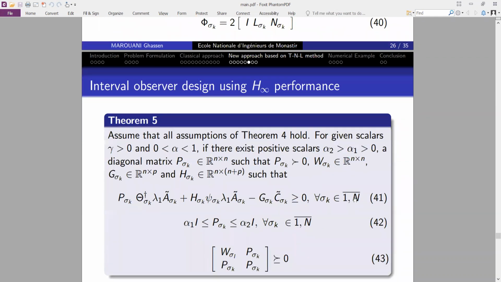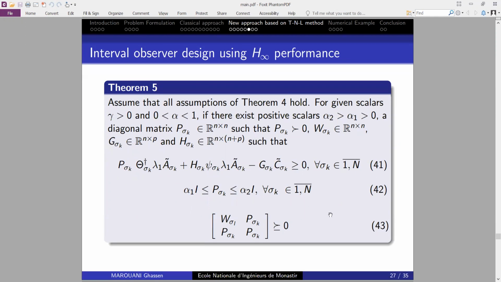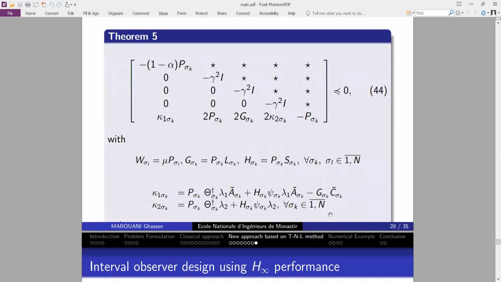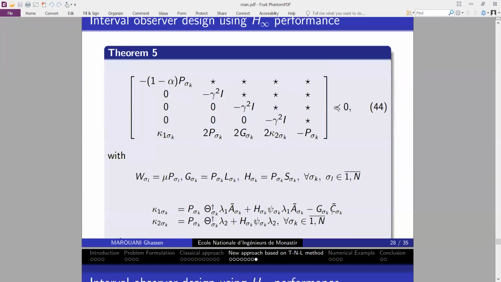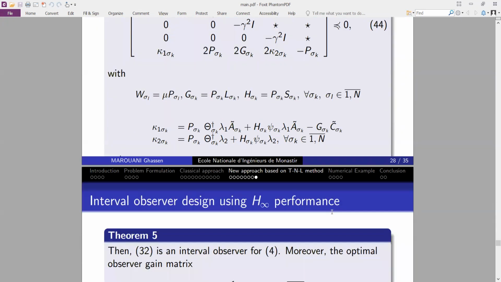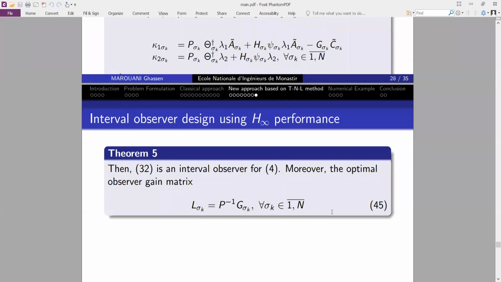The necessary condition of the stability of the framer is explained in the following theorem in terms of LMI. By satisfying this condition, the proposed framer becomes an interval observer for the switched system, and the optimal gain matrices are given as follows.